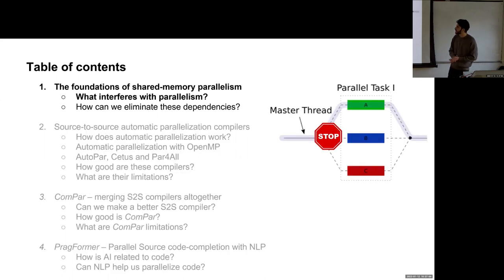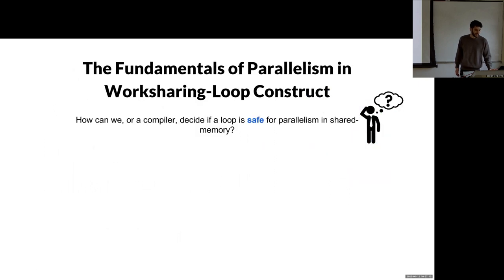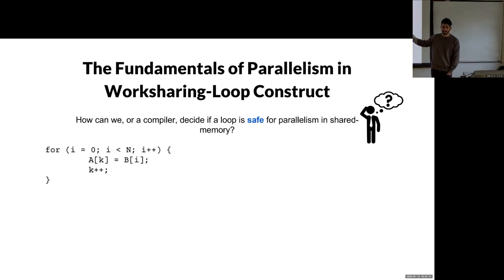Okay, so let's start. The foundations of shared memory parallelism. What actually interferes with parallelizing codes? So how can we, or a compiler, decide if we can parallelize this loop? Let's look at this example. Can we parallelize it or can't we? I want it to be interactive. So when I ask questions, you can think about it and give me an answer.